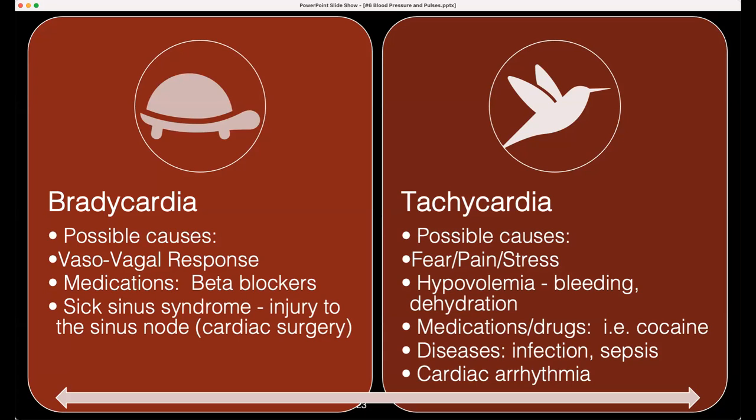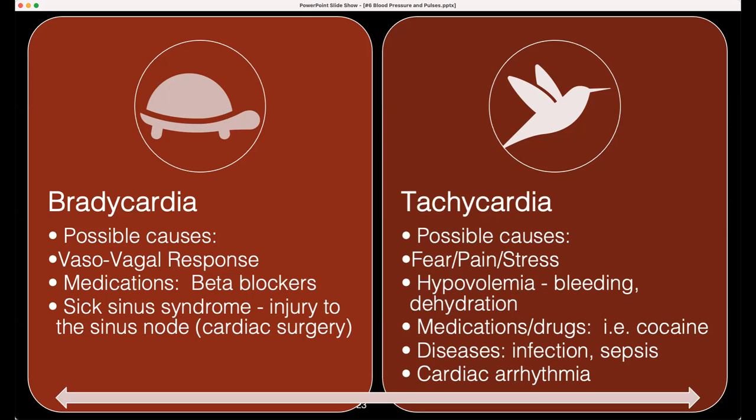So bradycardia, possible causes for bradycardia could be a vasovagal response from cranial nerve 10. Medications, beta blockers can slow the heart rate if someone is getting an overdose of their propranolol. They can have sick sinus syndrome, like an injury to the sinus node, for instance, cardiac surgery, or as we saw in the previous presentation, patients can develop a non-functioning sinus node as they get older, called sick sinus syndrome.